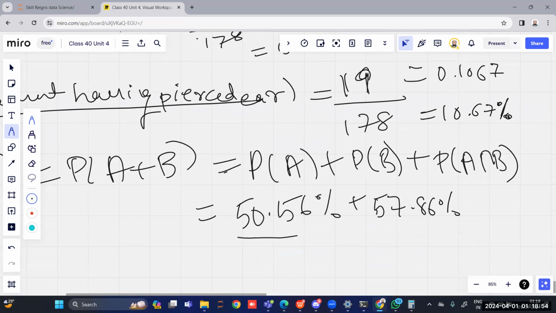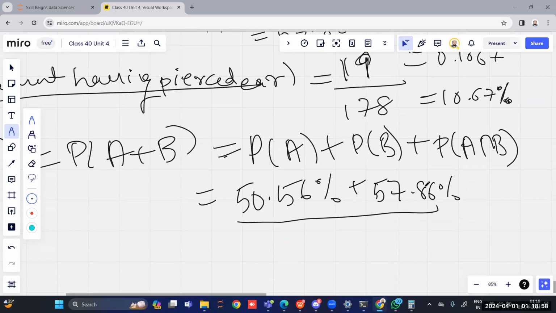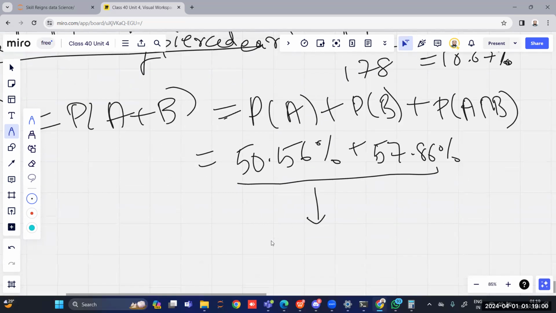And if we are adding these two only, if you have made a mistake, you add these two only in the exam, you can get a simple idea that it is around 108 percent. It is above one. It cannot happen. So it's wrong. So we need to minus.